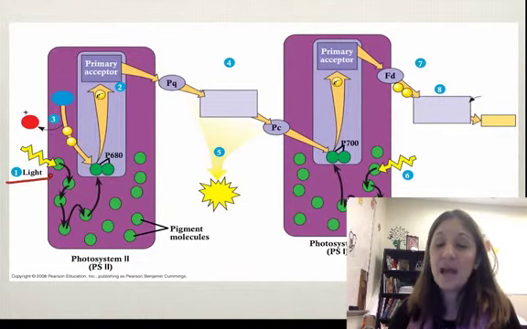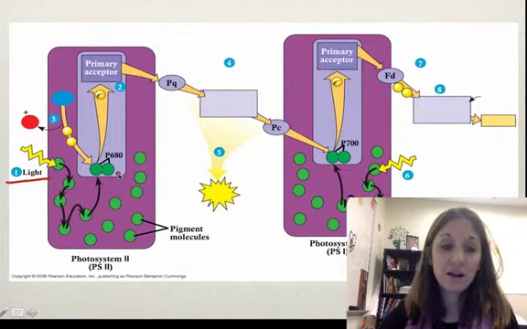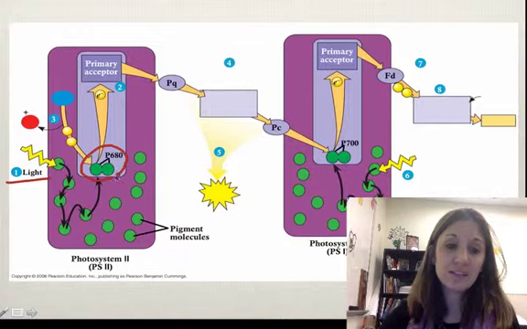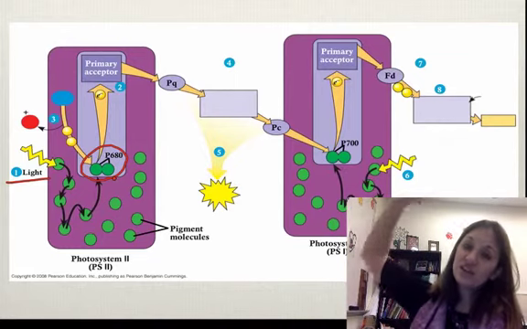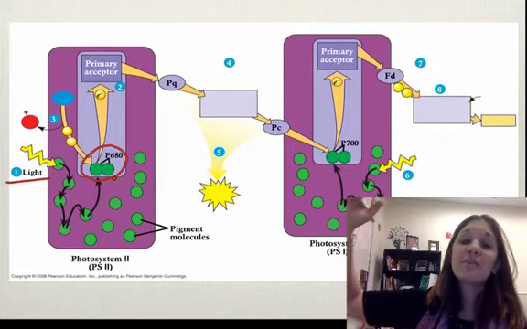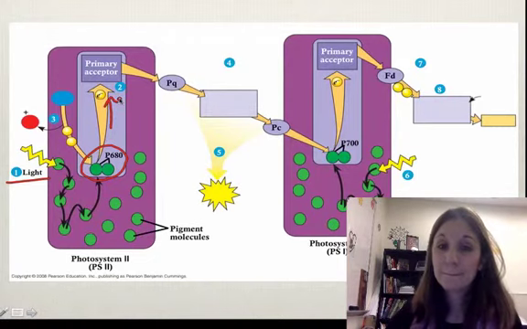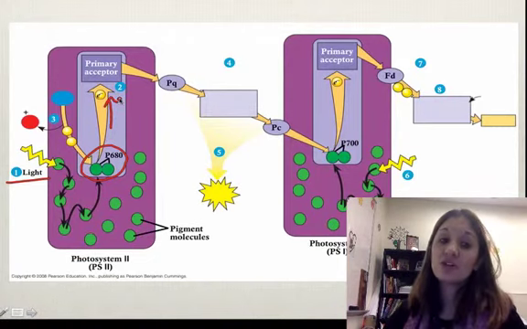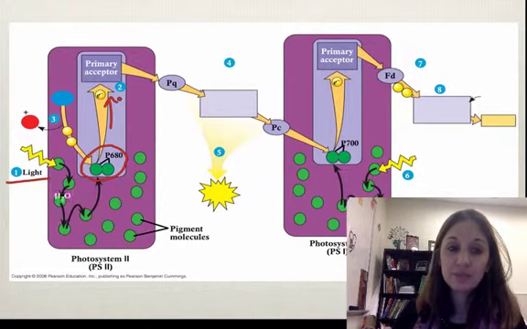That continues to happen until that energy reaches this special pair of chlorophyll A molecules, P680, here in the reaction center. As those molecules get excited and their electrons get excited, they get passed on to that primary electron acceptor, and you can see that that electron has been passed on here. So now that there's a hole there, they've lost their electrons. They've passed them on to that primary acceptor.